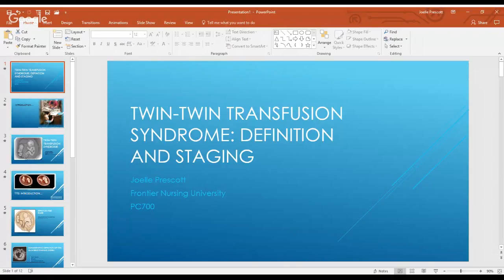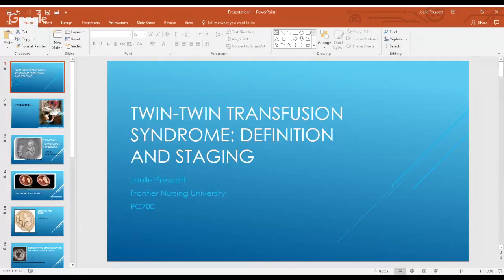So here is a picture of hydrops. It's pretty significant. As you can see, twin B's heart is by far larger than twin A's. It's edematous, and you can definitely see that cardiac failure is taking over this twin.